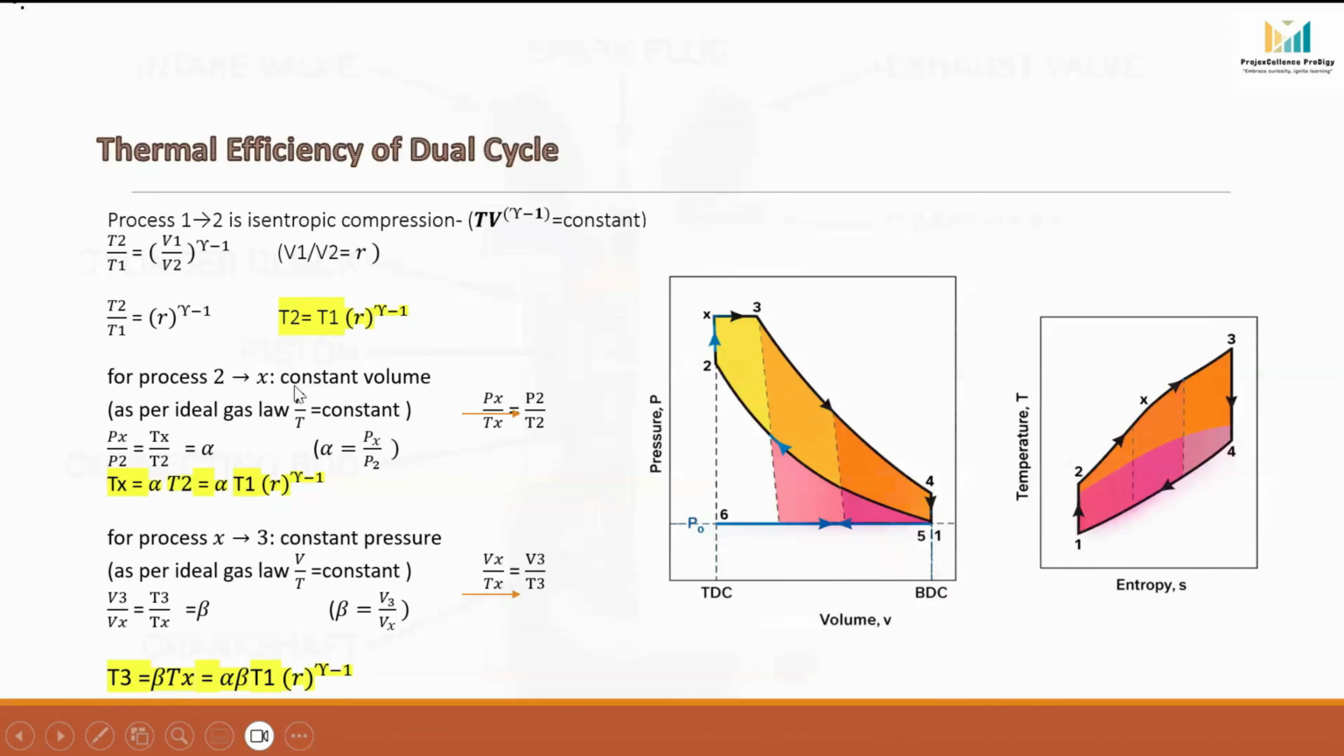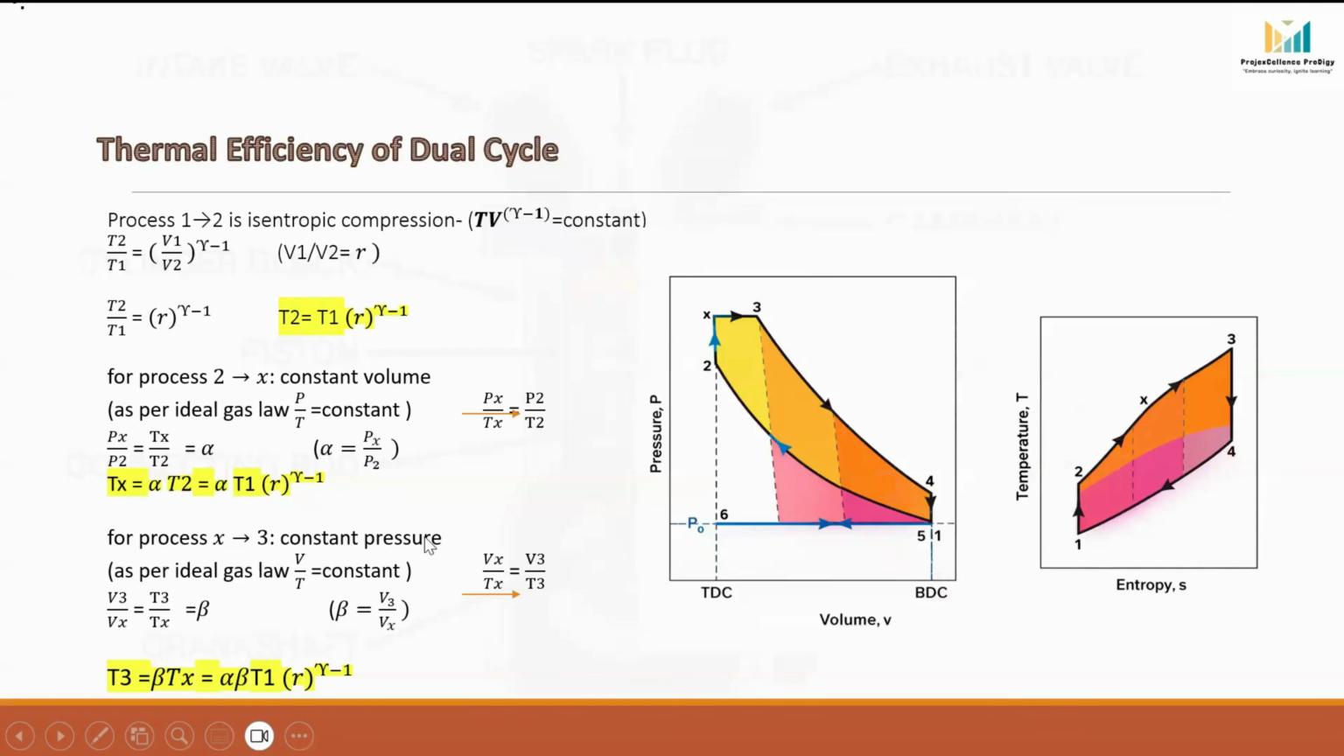Process 2 to x is constant volume heating here. And as per the ideal gas law, if volume is constant, then P by T is constant. So for process 2 to x, we can write Px by Tx is equal to P2 by T2. And we can rewrite it as Px by P2 is equal to Tx by T2. And here we know Px by P2 is alpha. So Tx will become alpha T2, and T2 is T1 r raised to power gamma minus 1. So Tx will be alpha T1 r raised to power gamma minus 1.